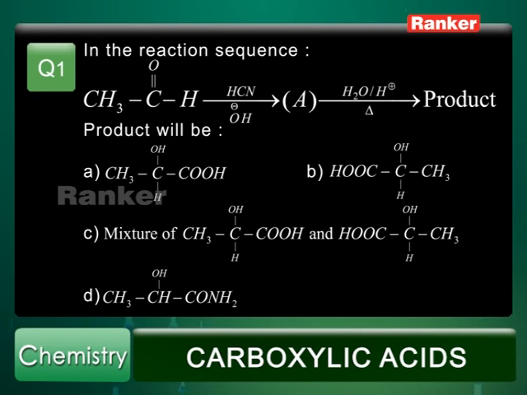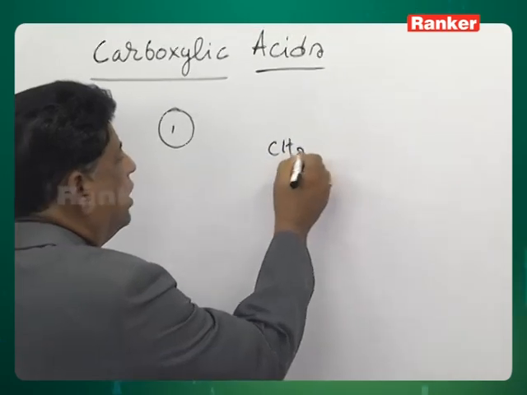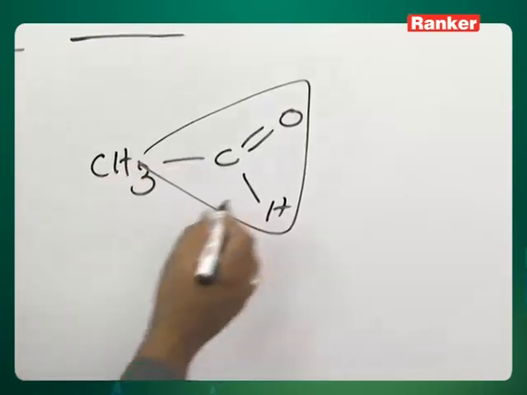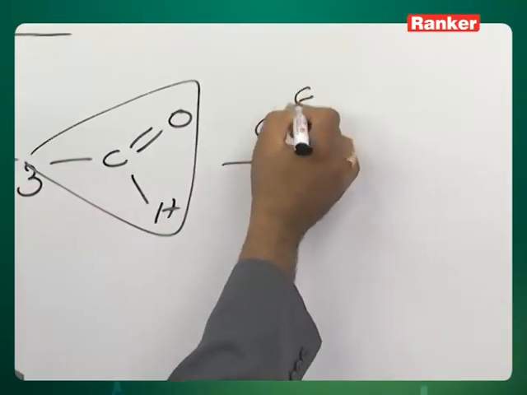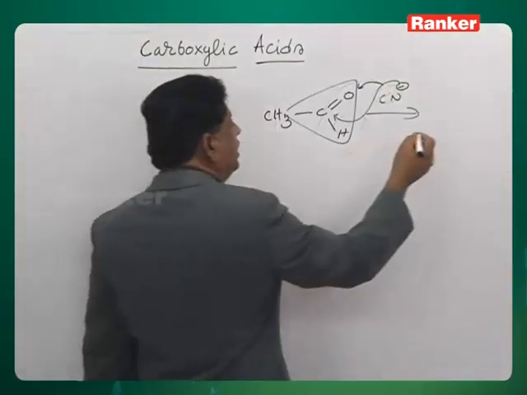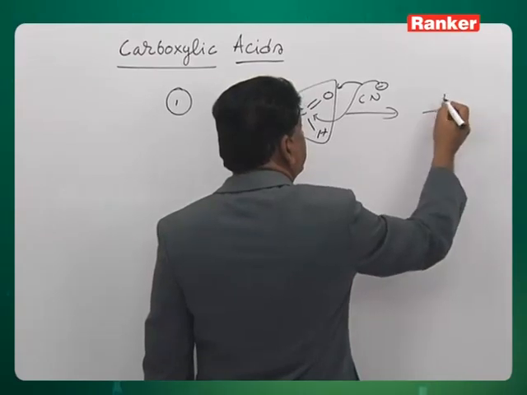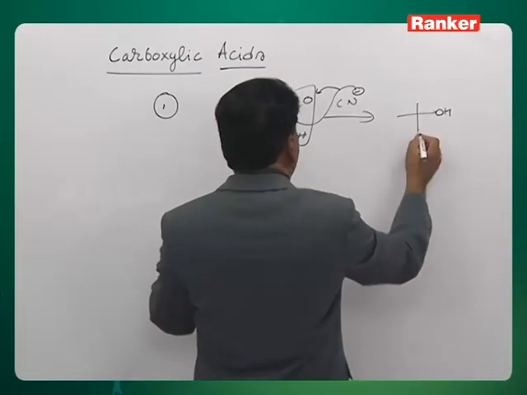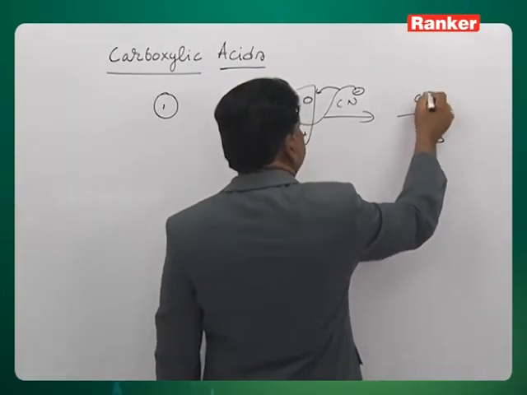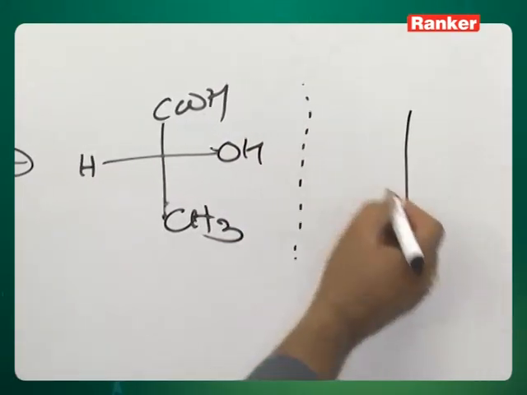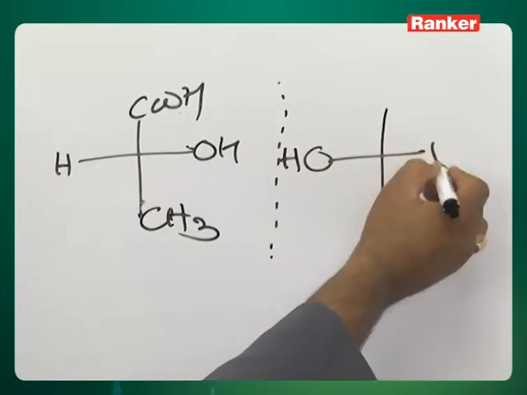But if only one answer is right, in acetaldehyde we have a trigonal planar carbon involved here. With reference to this plane, when cyanide minus attacks, it may attack from this side or from the back side, leading to 2 different products. One may be the OH from the right side, methyl group down, and the COOH up. This is one answer, and you also get another answer which is a mirror image of this one, with hydroxy on this side.